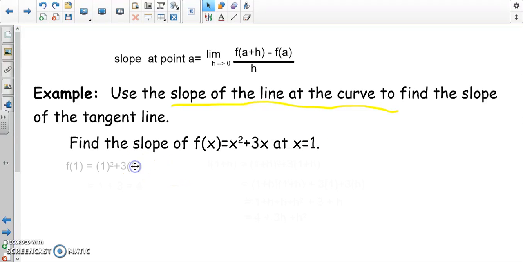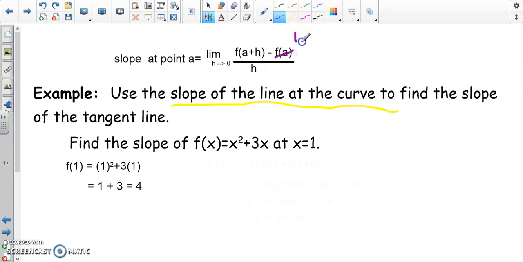So first thing we do is f of 1. This is pretty simple. This is the most basic part. So f of 1 equals 1 squared plus 3, and 1 plus 3 is equal to 4. So we get 4. That tells us in our equation right here, our limit, we're going to subtract 4 right here. We'll make it pretty in a second.